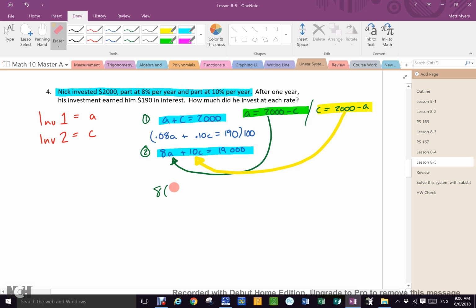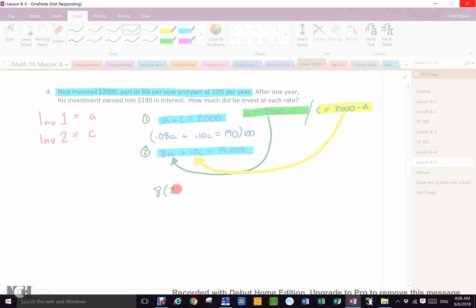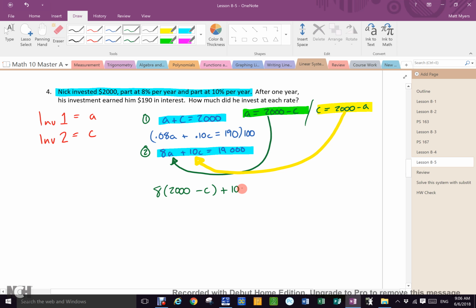8A, not A, we're just subbing A, you moron. 2,000 minus C plus 10C equals 19,000. Agreed? Or, if I go the other way, and I'll do both, 8A plus 10 times 2,000 minus A equals 19,000. There they both are. And you know how to solve both of them, don't you?